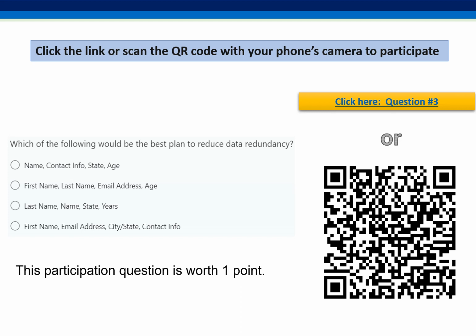Okay, I want you to think about this one. Please pause me. Here's the question: which of the following would be the best plan to reduce data redundancy? I want you to think about your data design for one table. These would be your field names. Which of these four is the best design for the fields?